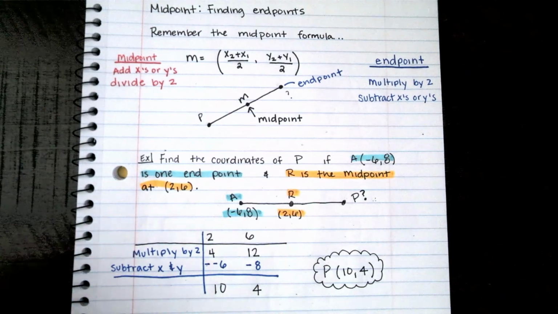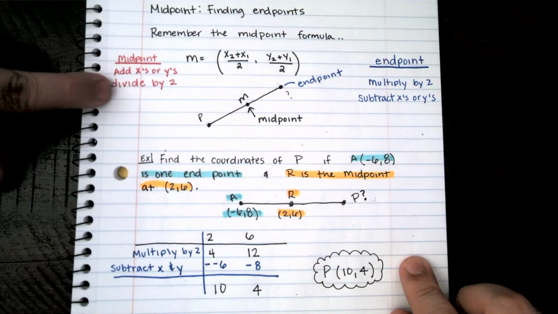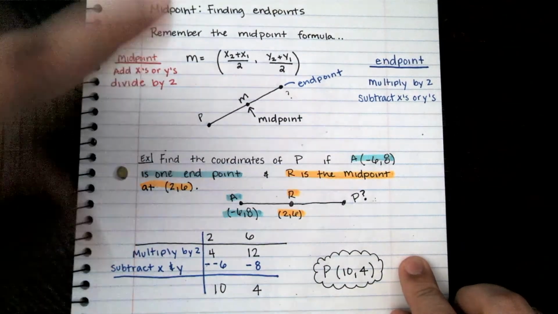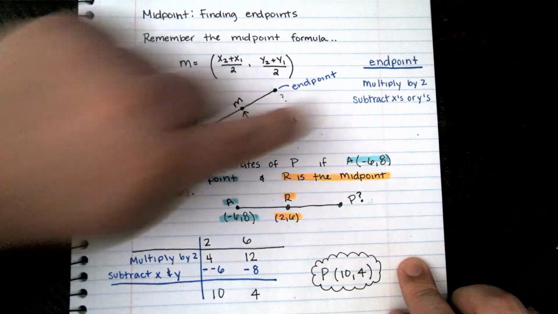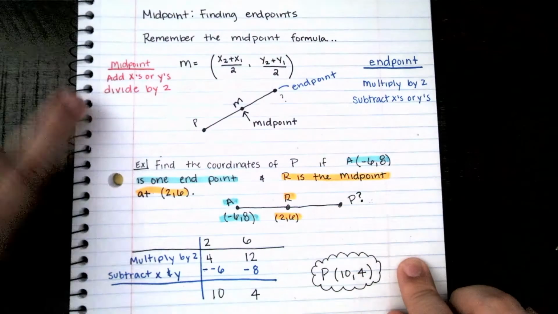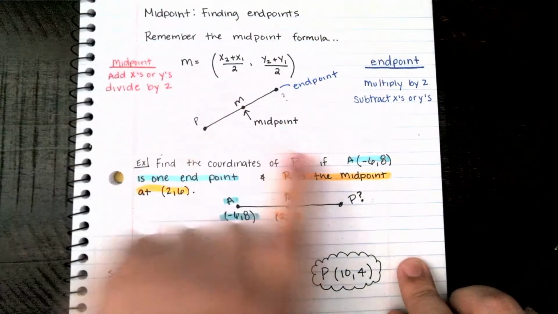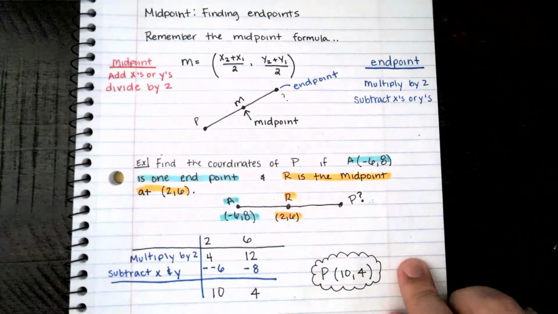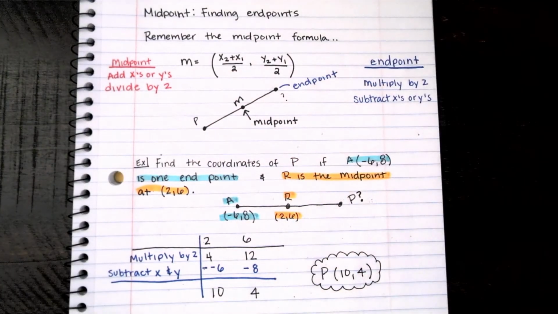So again, just to reiterate, remember for midpoint you add x's and y's, then divide by 2. But for an endpoint we do this backwards. So I multiply by 2 first, then subtract x's and y's. It's like I'm going the opposite way now. So in this case I'm going down for midpoint, but in this case I'm going the other way, you know? So I'm just following the same formula but backwards. So don't overthink it. It's really easy.